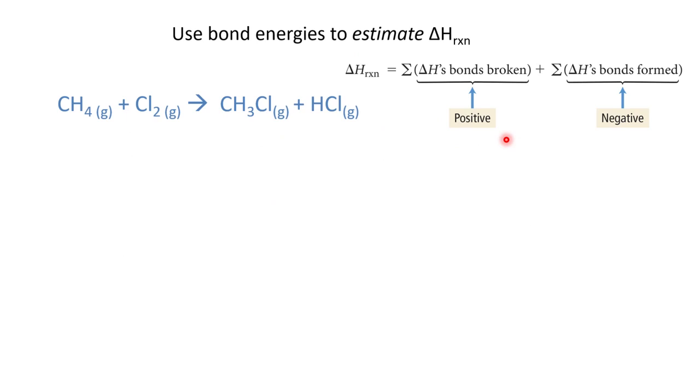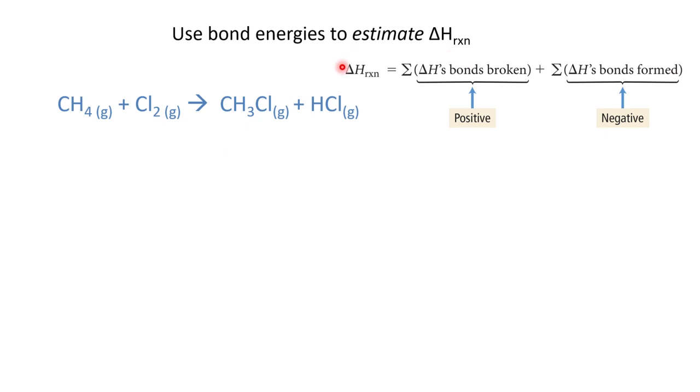All right. So we can use our understanding of bond energies to explain what goes on in a chemical reaction. Here's an example: methane gas and chlorine gas reacting to form methyl chloride and hydrochloric acid. This is an industrial reaction that happens to produce this.